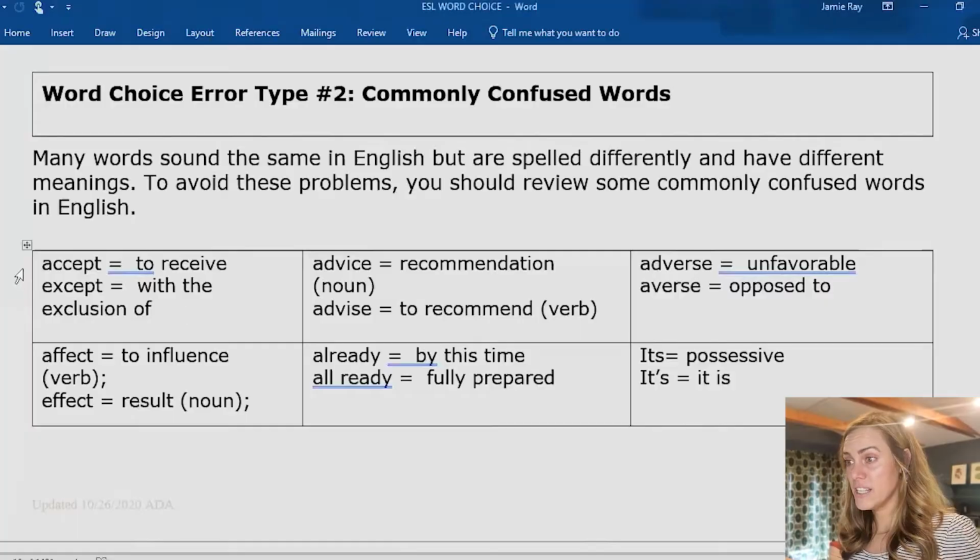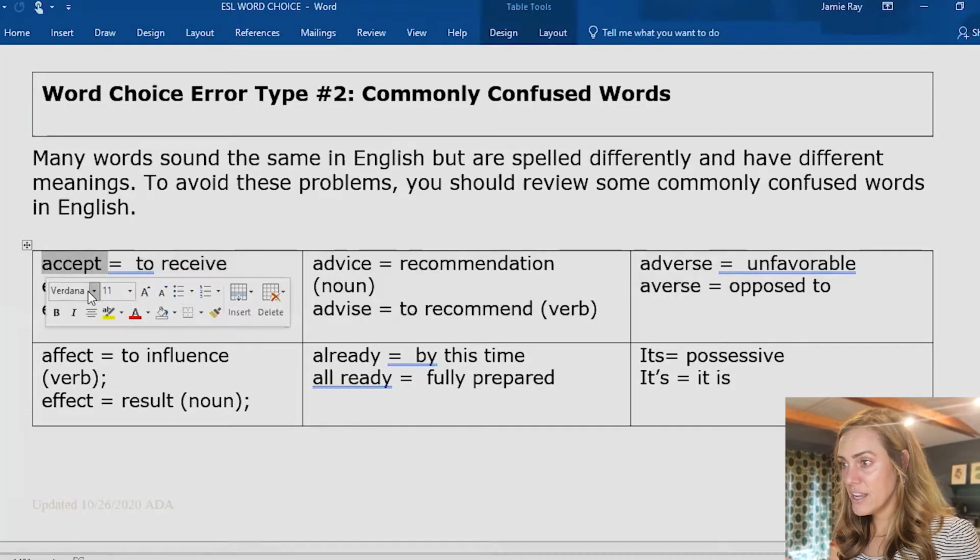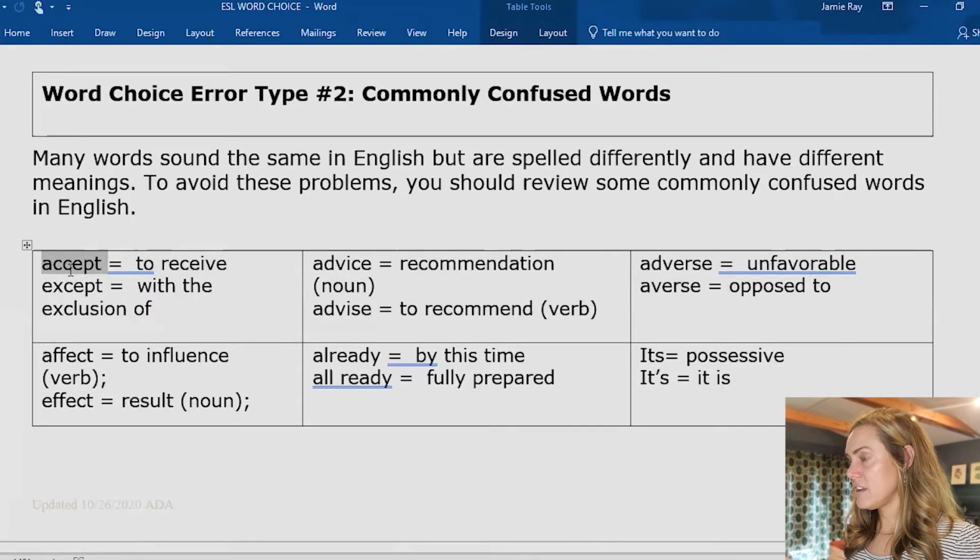The second common issue that I mentioned earlier is that students make mistakes with word choice when there are very commonly confused words. They sound the same. Sometimes they are spelled the same, but they have different meanings, okay? So let me show you some examples of those. Look at this. To accept and accept. If I'm talking quickly, they sound exactly the same.